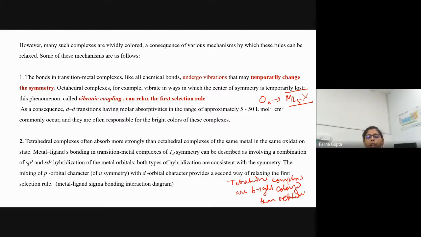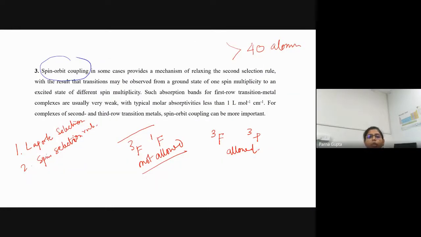So these are the two ways that take care of this Laporte forbidden rule. It becomes a little bit allowed, and the strong rule that Laporte forbids the d to d transition is not strictly followed.